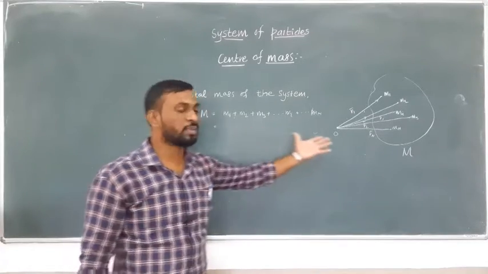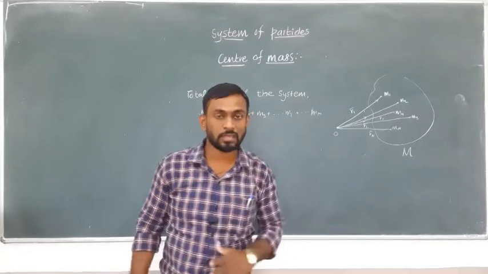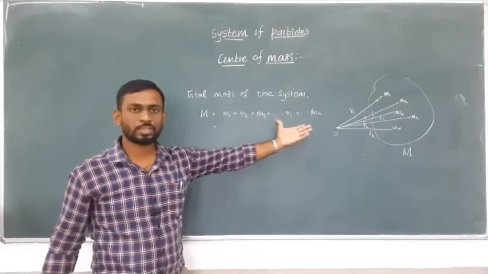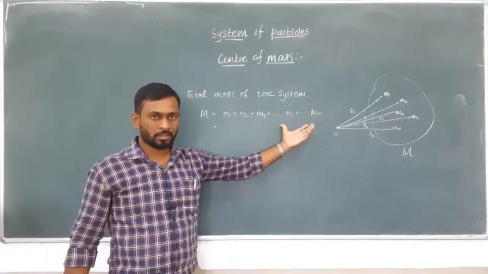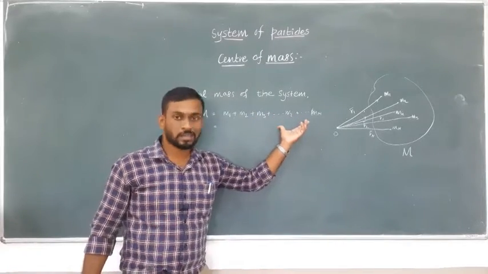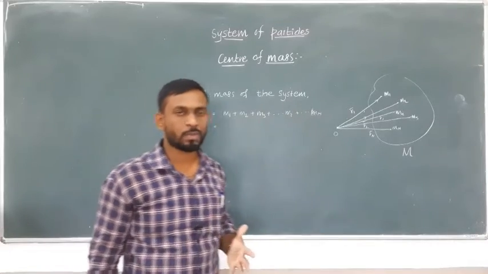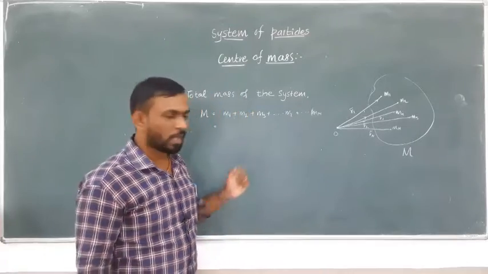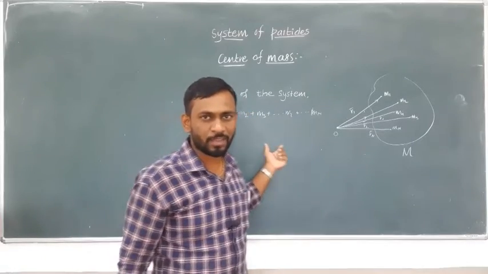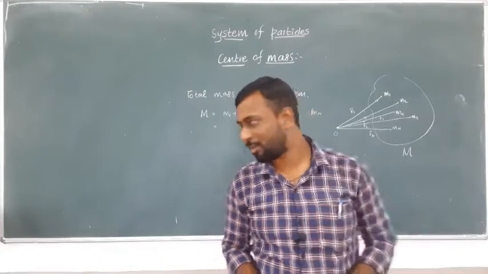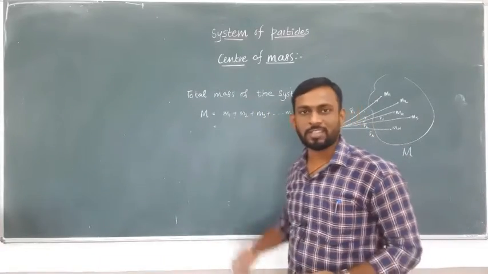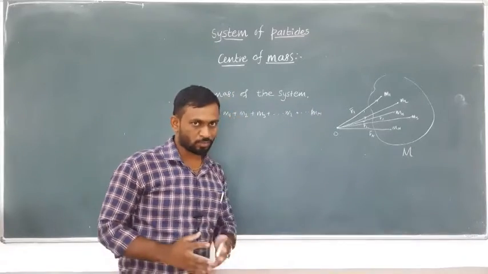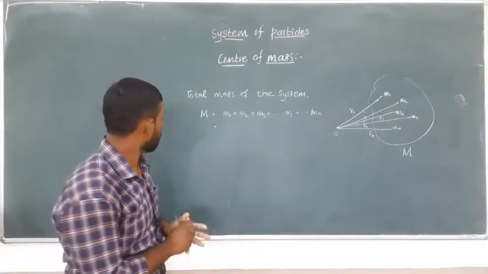Since this system is discrete in nature, there is no continuous system. So how do we represent the sum of all these masses? Since we consider a discrete system, the sum of all those masses can be represented with the help of the summation sign. What happens if we have a continuous system? In case of a continuous system, we can replace the sum of these masses by an integration.